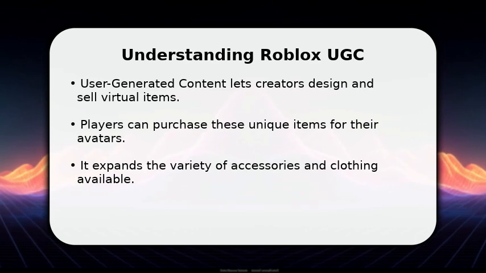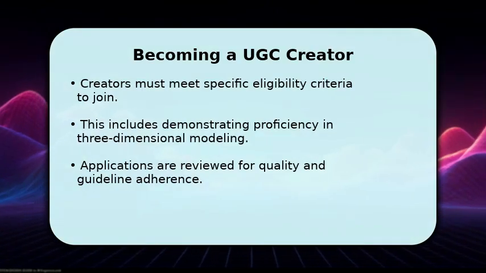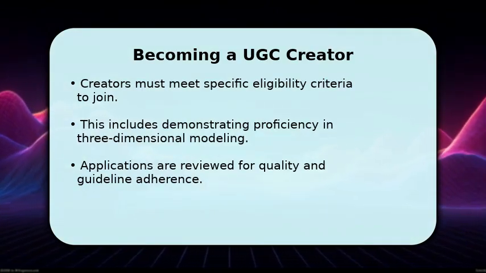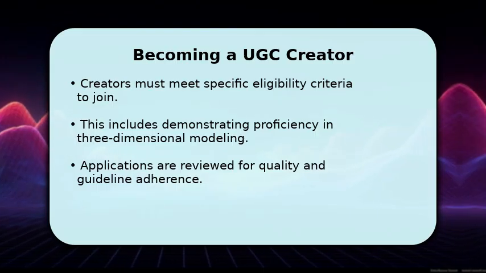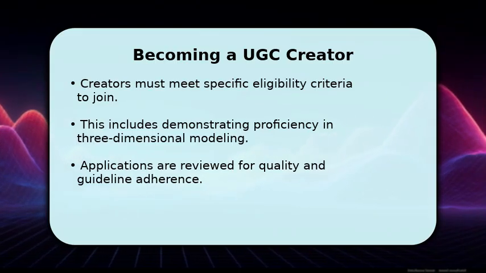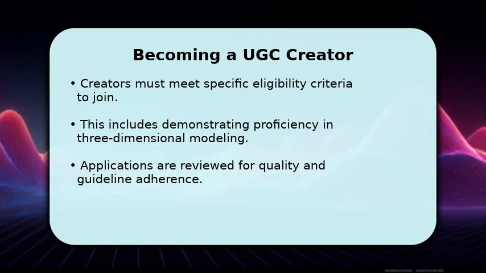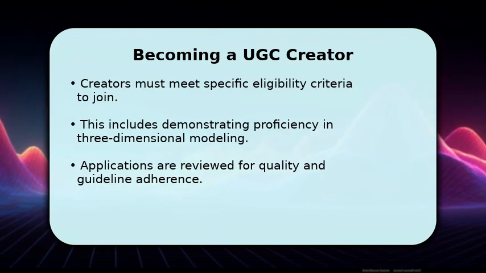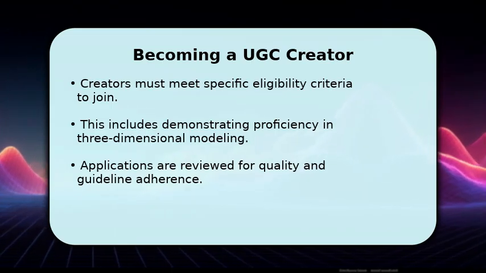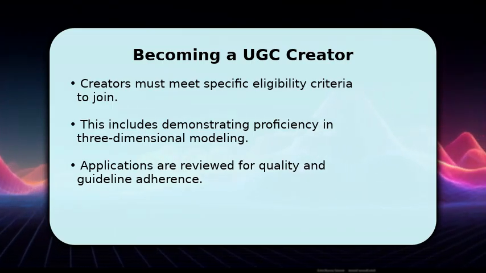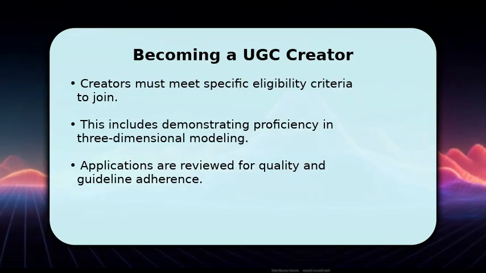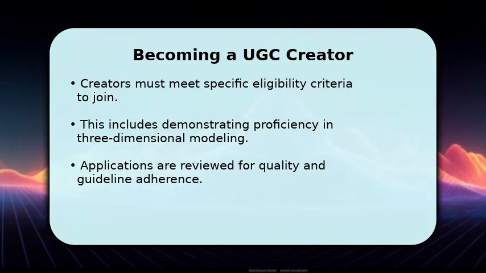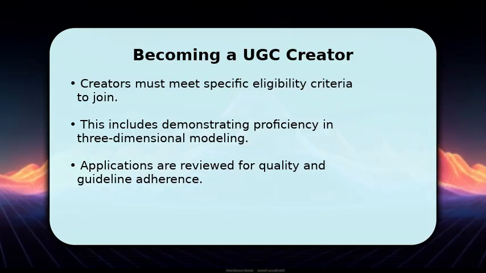users every day. To become a UGC creator, you first need to meet certain eligibility requirements. This often involves demonstrating a strong understanding of three-dimensional modeling software and Roblox Studio. The application process ensures that creators can produce high-quality content that adheres to Roblox's strict guidelines. Once accepted, you gain access to tools and resources to start bringing your unique visions to life for the community.